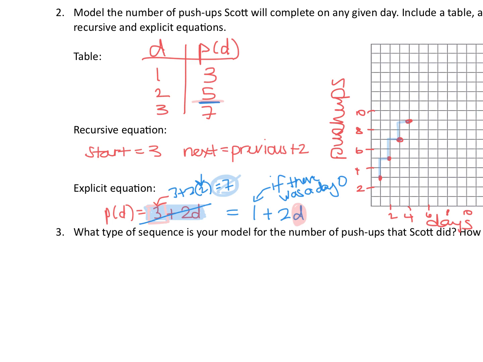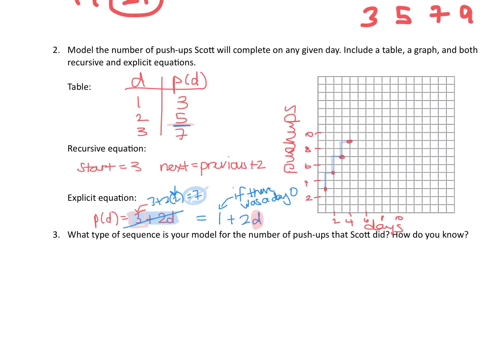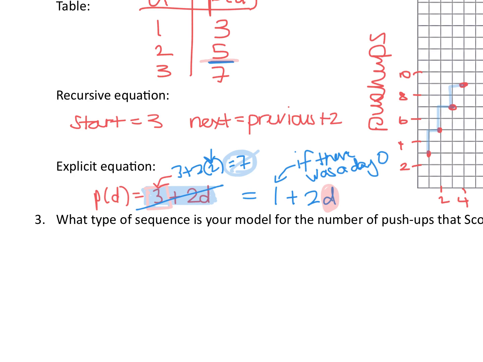The final question here says, what type of sequence is your model for the number of push-ups that Scott did, and how do you know? We know it's arithmetic because of the addition pattern. Okay, so we say arithmetic, adding 2 each time.